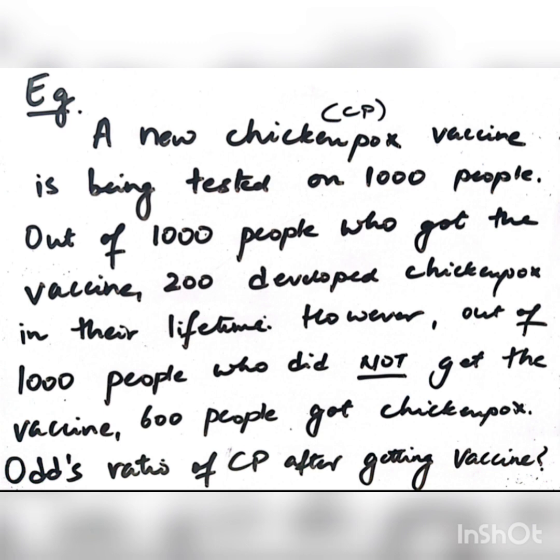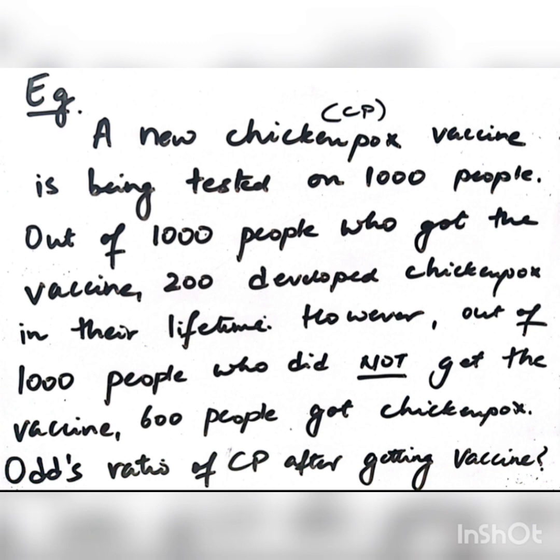Out of 1,000 people who got the vaccine, 200 developed chickenpox in their lifetime. However, out of the 1,000 people who did not get the vaccine, 600 people did get chickenpox. What is the odds ratio of chickenpox after getting the vaccine? So we want to calculate the chances of a patient getting chickenpox even after getting the vaccine. So that is our first point of understanding the question.